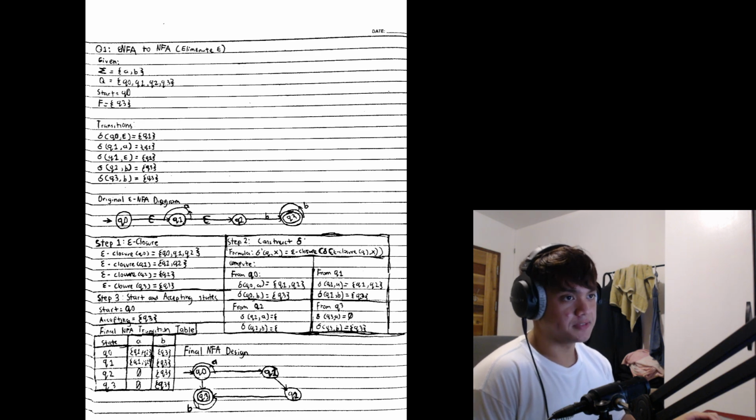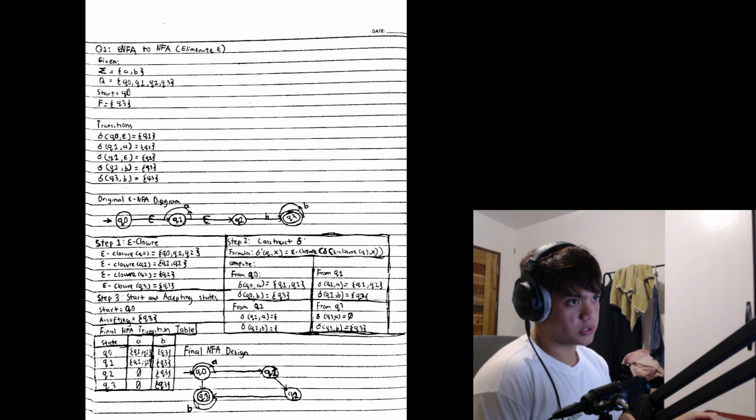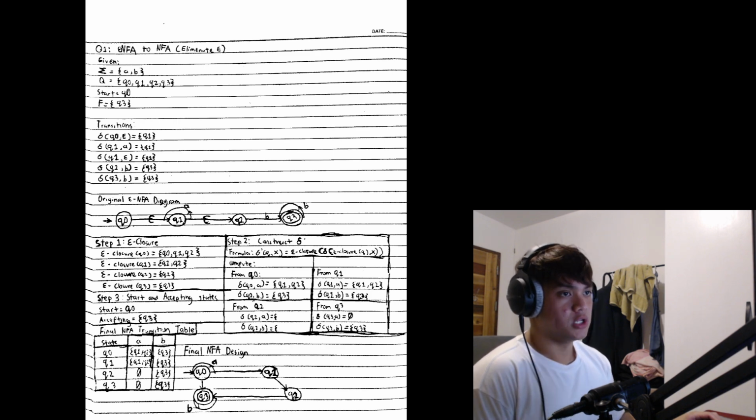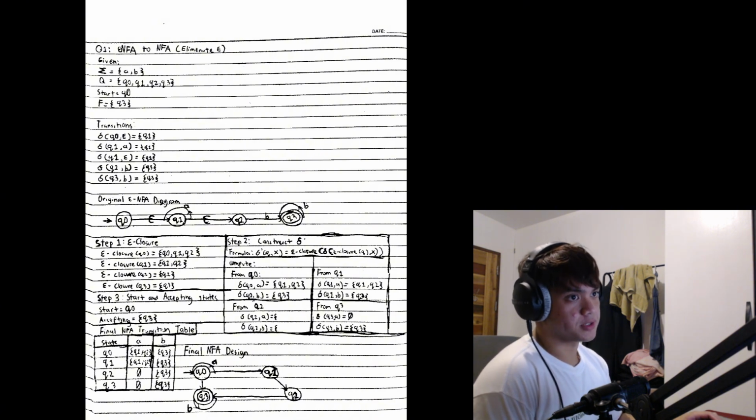Step 3. Identify start and accepting states. Start state remains Q0. For accepting states, we check if epsilon closure of Q0 contains Q3. Epsilon closure of Q0 is Q0, Q1, Q2, which doesn't contain Q3, so Q0 does not become accepting. The accepting state is still just Q3. Why? Same language. The epsilon closure method captures all states reachable via epsilon transitions. New transitions preserve all paths from the original automaton.